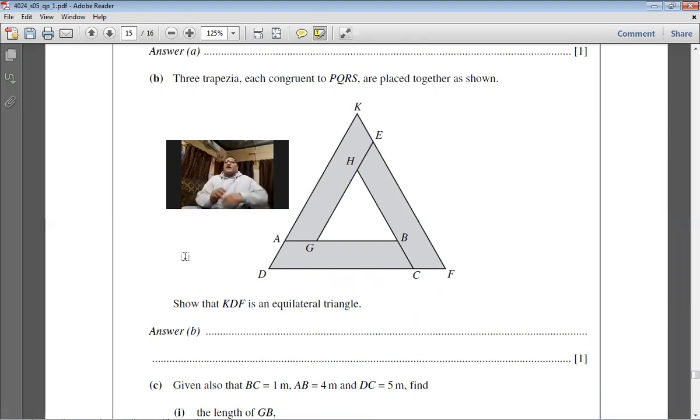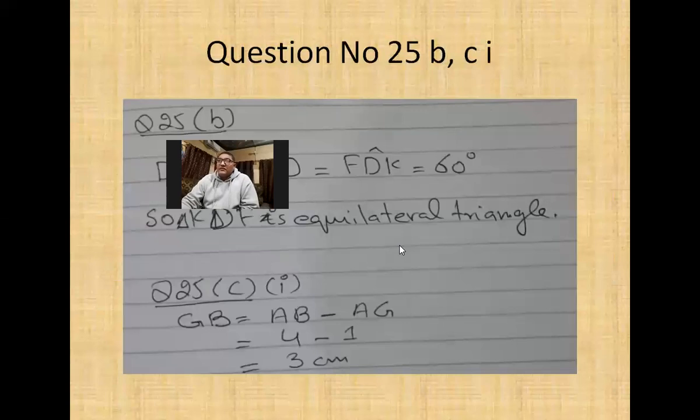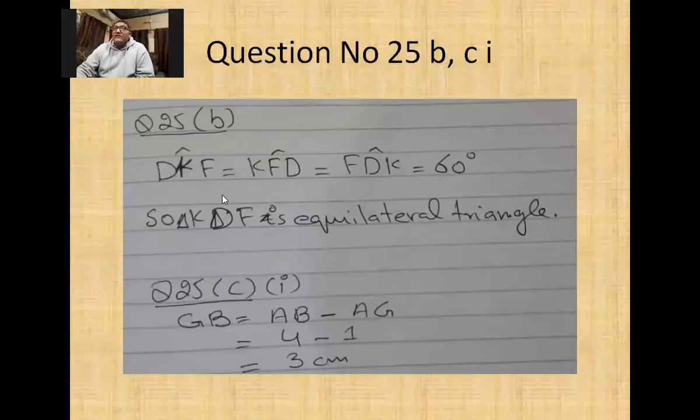If a triangle's internal angles are 60, 60, 60, that triangle is an equilateral triangle. That is my reason. This is what you have to write. Let me show you how I have written this. We will see. Okay, so question number 25, it's the B part.